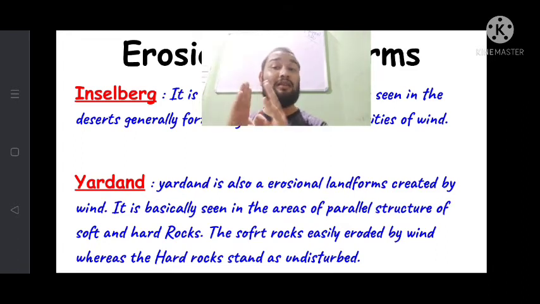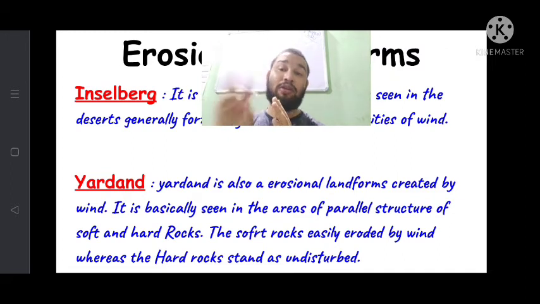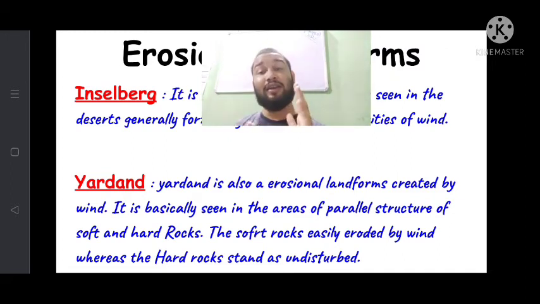That means Erdung is an erosional landform, basically seen in areas that have a parallel structure of hard rocks and soft rocks. Wind action is very high in the soft rock areas and very low in the hard rock areas, because wind can very easily erode the soft rocks, but the hard rock area stands like a hill.